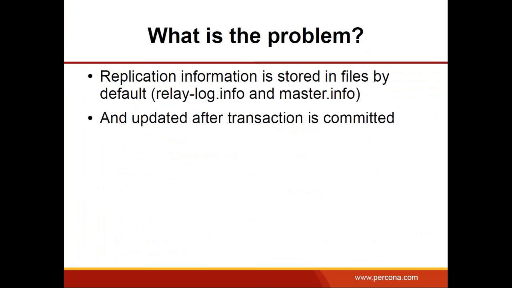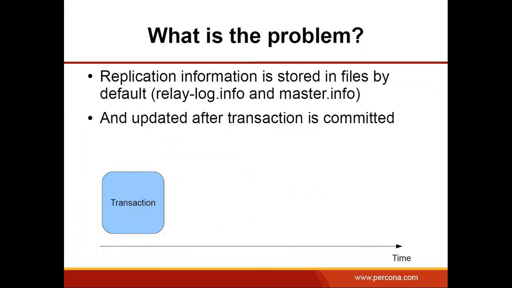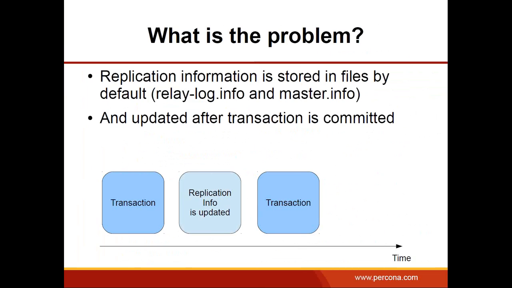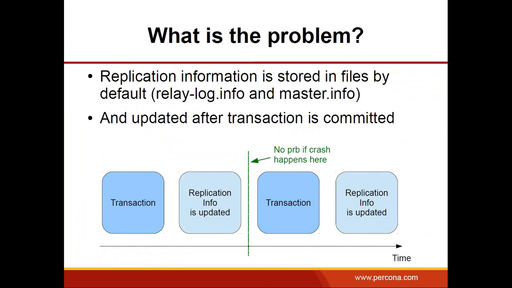So let's look at a diagram. We have a transaction here, it's committed, and then a few moments after, replication information is updated. Then you have another transaction which is committed, and then replication information is again updated. So what can happen? Let's say you have a crash. First scenario, you have a crash here. Well, that's not really a problem because replication information is in sync with the latest transaction that has been committed. So, no problem.